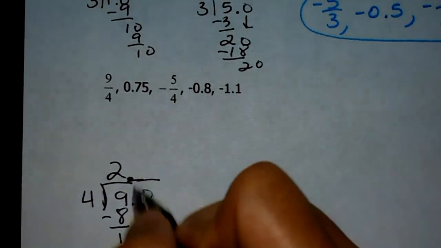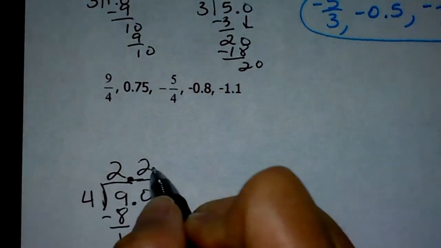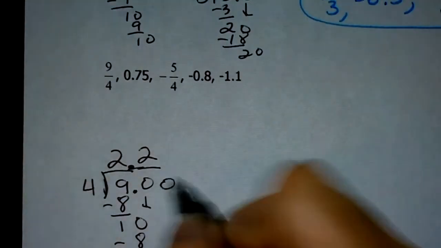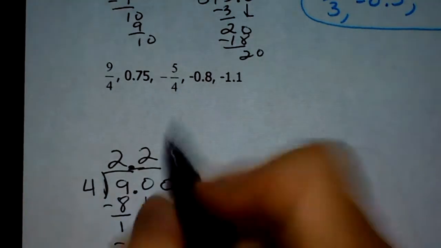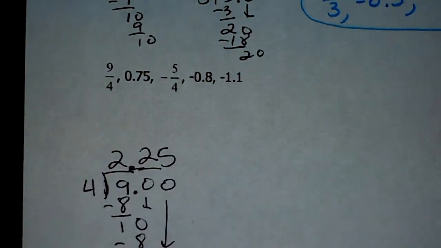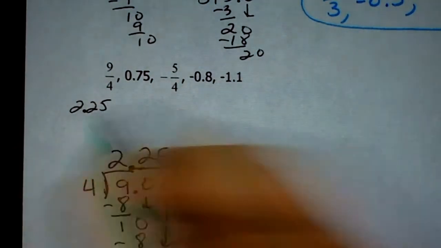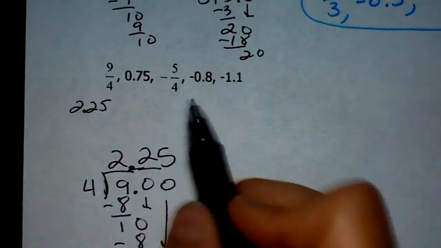4 goes into 10 twice. 4 times 2 is 8. Oh, still have a remainder. I'm going to add another 0. 4 goes into 20 five times. And finally, there aren't any remainders because 4 times 5 is 20, so we're good. So 9/4 is 2.25. This one's all set.